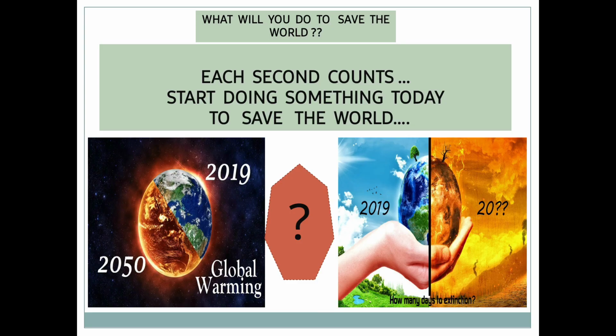Each second counts. Start doing something today to save the world. So these can be your pictures of the data collections, and you can use these to show and make people aware about it. So here you can see 2019, we can see the world, it's blue and green, but till 2050 we will be witnessing the world full of orange light. And here we can see in 2019 and 2020 and the rest of the years that are coming, we don't know what is going to happen to the earth. So before going to witness the worst effect of the temperatures, we need to do something today.